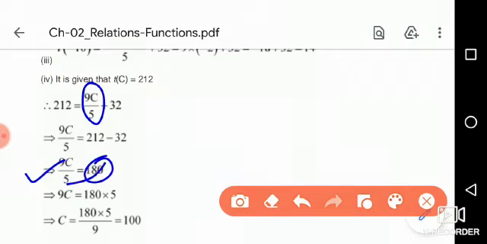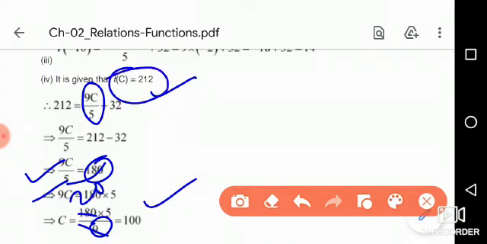By cross multiplication, take the 5 to the right hand side. It gives 9C is equal to 180 into 5. Therefore, C is equal to 180 into 5 divided by 9. 9 twenties are 180, and 20 fives are 100. If C is 100, then T of C will be equal to 212. Or if T of C is equal to 212, then the C value is 100.